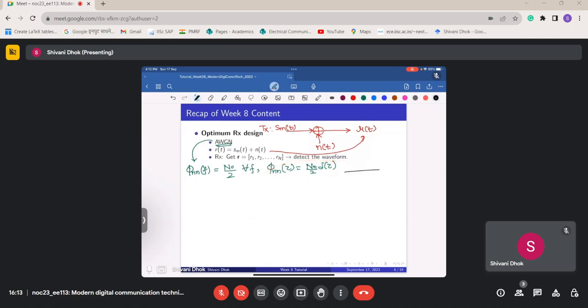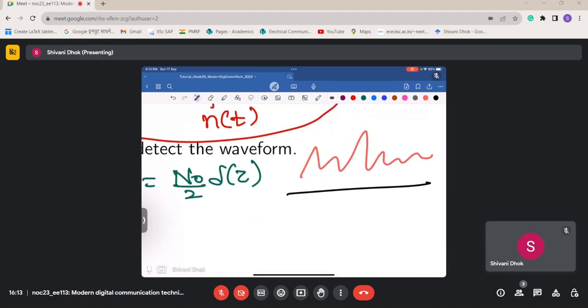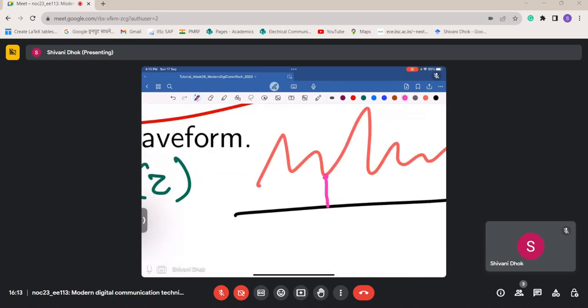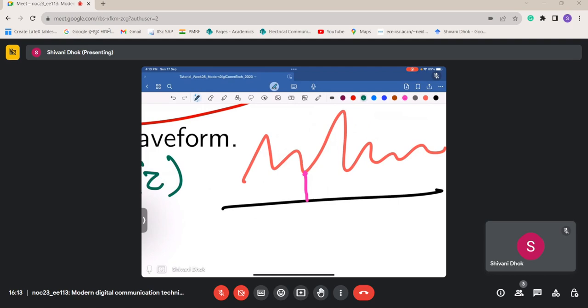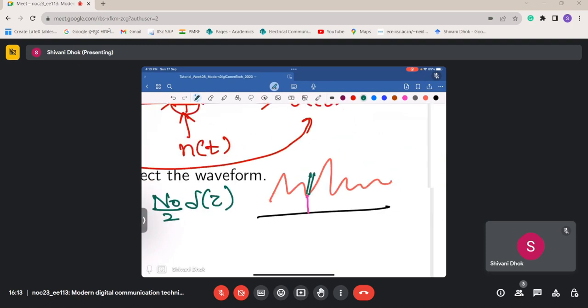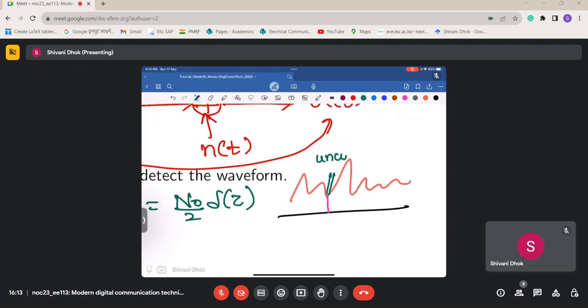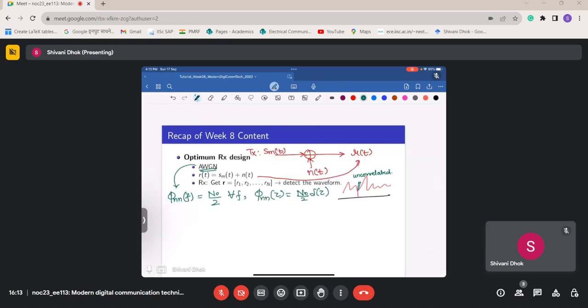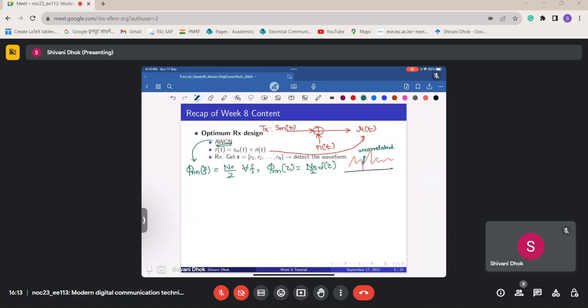To visualize it properly, let's say this is some noise that I am receiving. Then if I take this point, and if I take any point close to it, maybe this point as well, since these are two different points, both of these are uncorrelated. And since it is a Gaussian process, uncorrelatedness will imply independence. So this is what AWGN, additive white Gaussian noise, conveys to us.